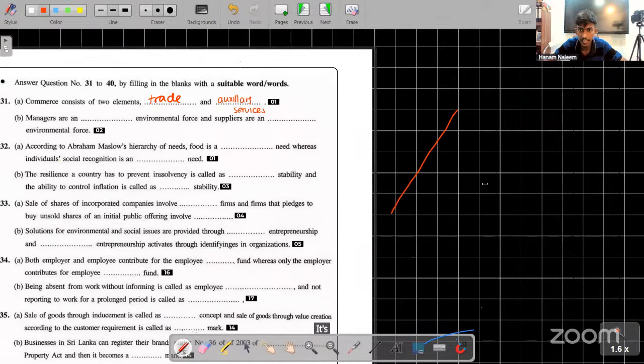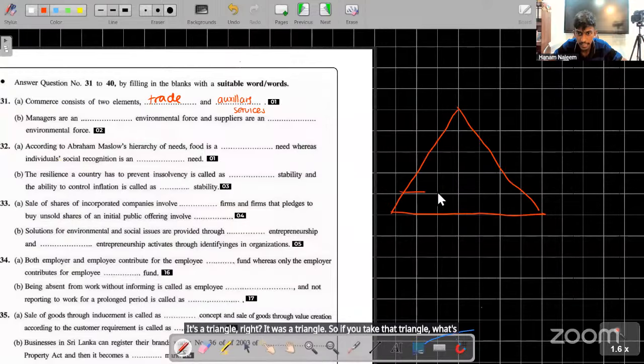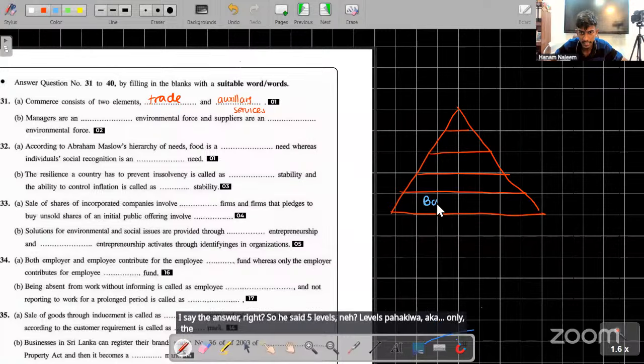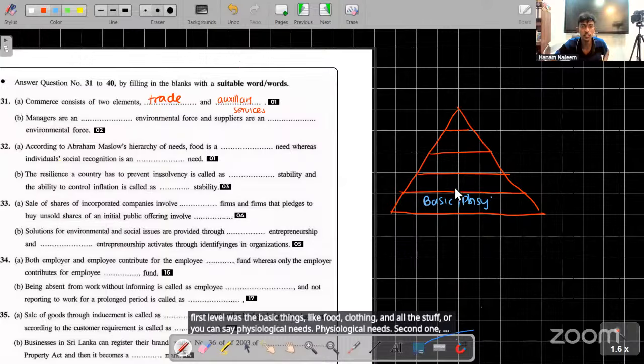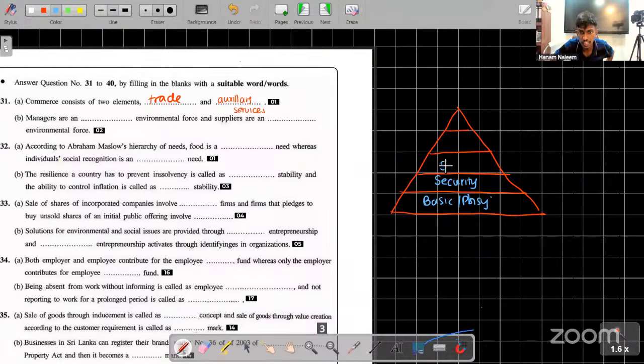It's a triangle, right? So if you take that triangle, what's the first level, the basic level? He said 5 levels. Only the first level was the basic needs, like food, clothing, and all that stuff, or you can say physiological needs. Second, after food and clothing, you have the security needs. Third level was social needs, like love and affection.